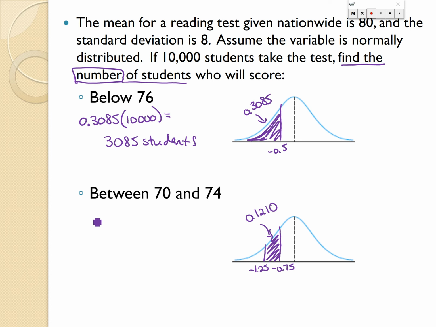So same thing for the second part. Take your area times 10,000, 1,210 students. So just make sure you have fully answered the question, okay?